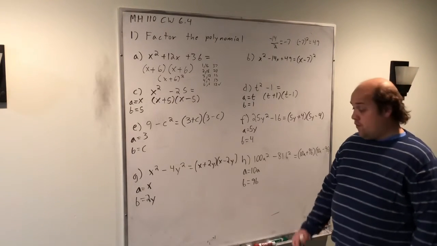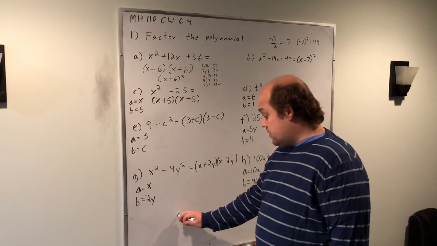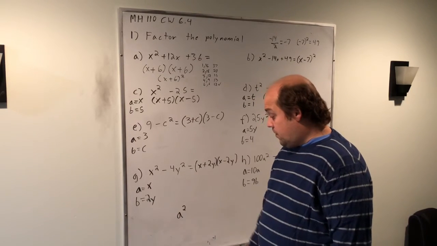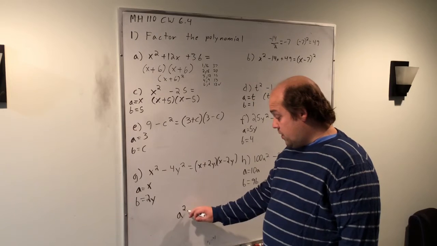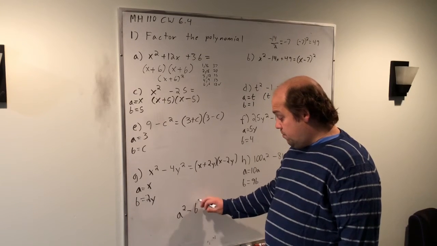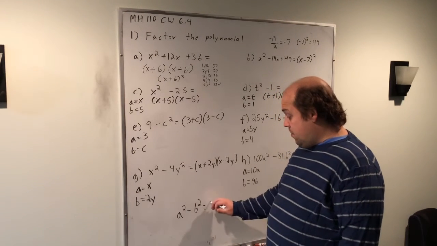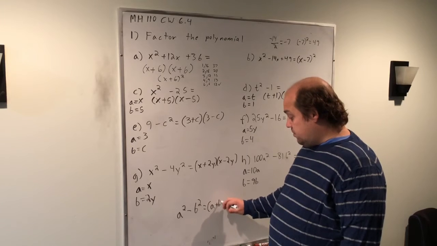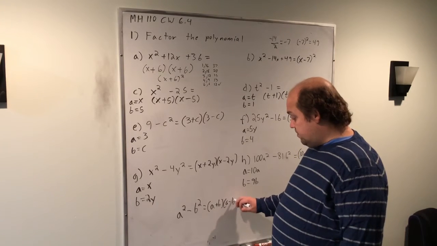So the overall formula that we're using for difference of squares is some term a is being squared minus some term b that's being squared must factor to a plus b, a minus b.